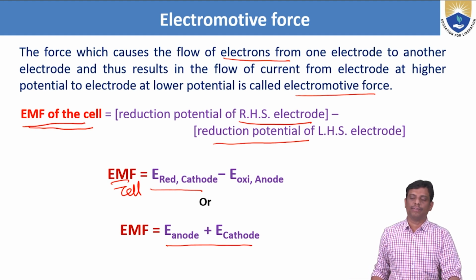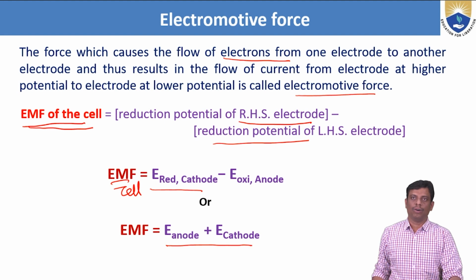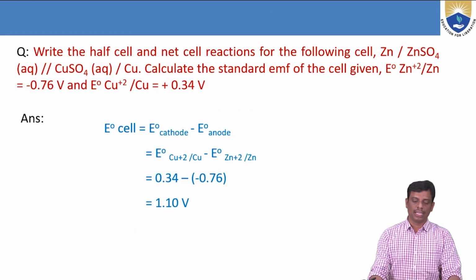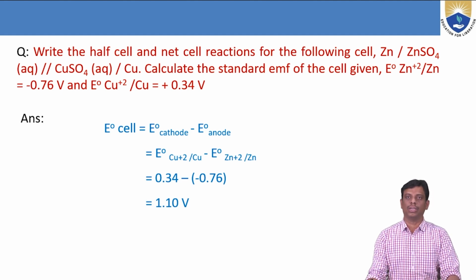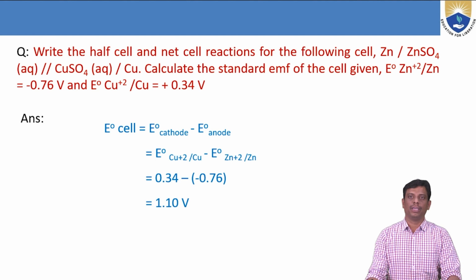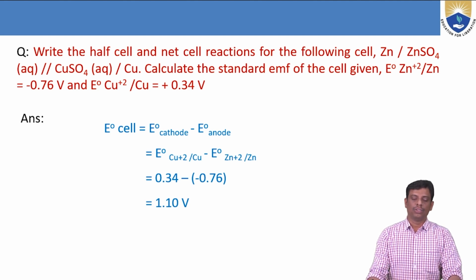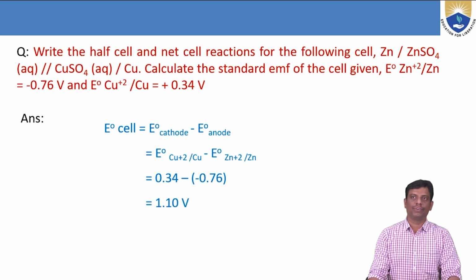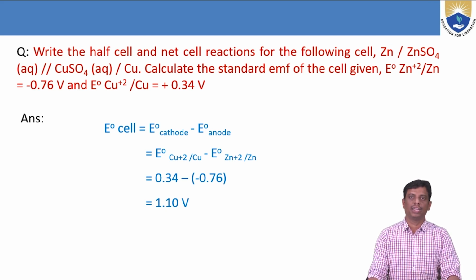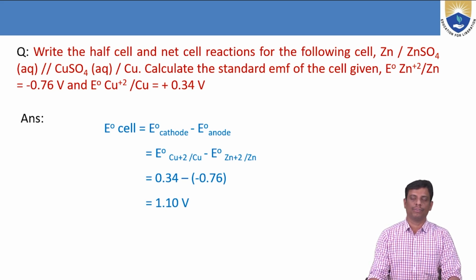We can see one simple problem on this electromotive force for understanding. It is a simple calculation to find the EMF of the cell. There is a cell reaction for zinc and zinc sulfate, and copper sulfate and copper. This is the electrochemical cell, the voltaic cell.